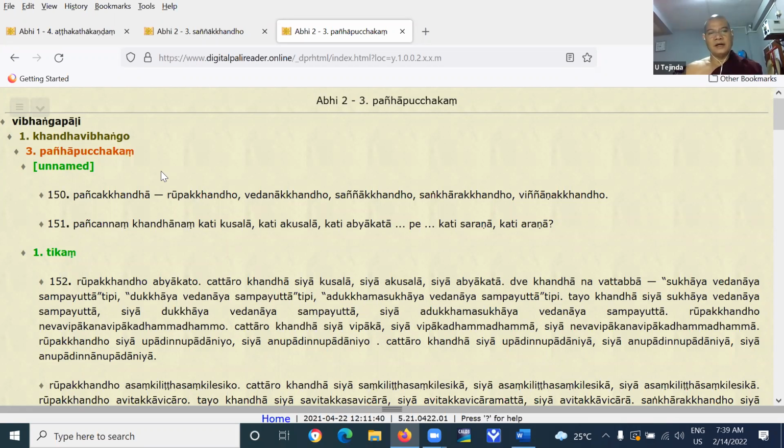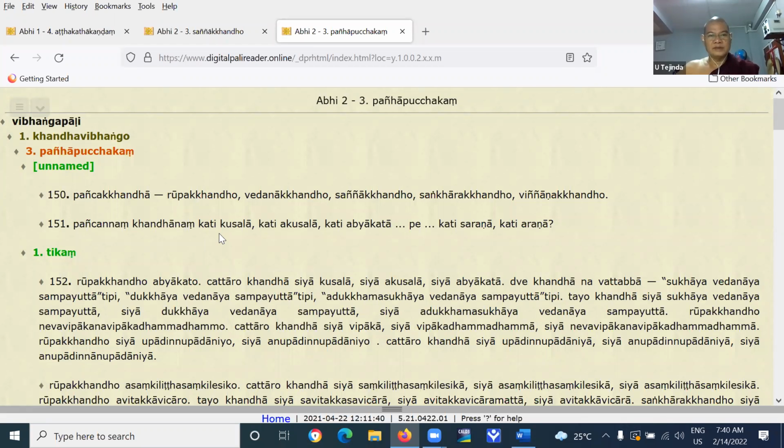How many of them are associated with sukha vedana, with dukkha vedana, with adukkhamasukha vedana? How many are vipaka dhamma, vipakadhammadhamma? So the five khanda will be analyzed according to the tika and duka by making the question. The question is given here, not only the answer. Of the five aggregates, how many are kusala, akusala, abyakata? Yeah, all the tika and duka are omitted here. Only the last duka is mentioned: how many are sarana, how many are arana. So you have to make all the questions there.